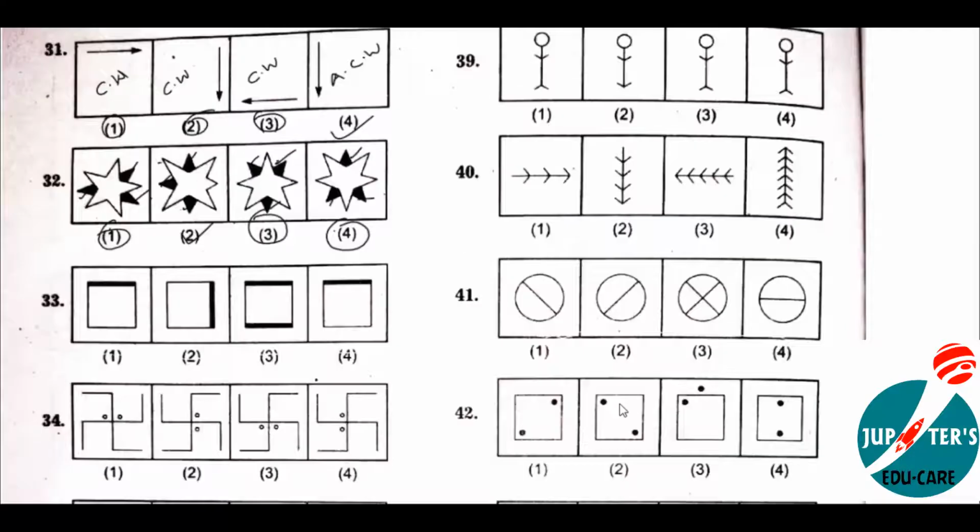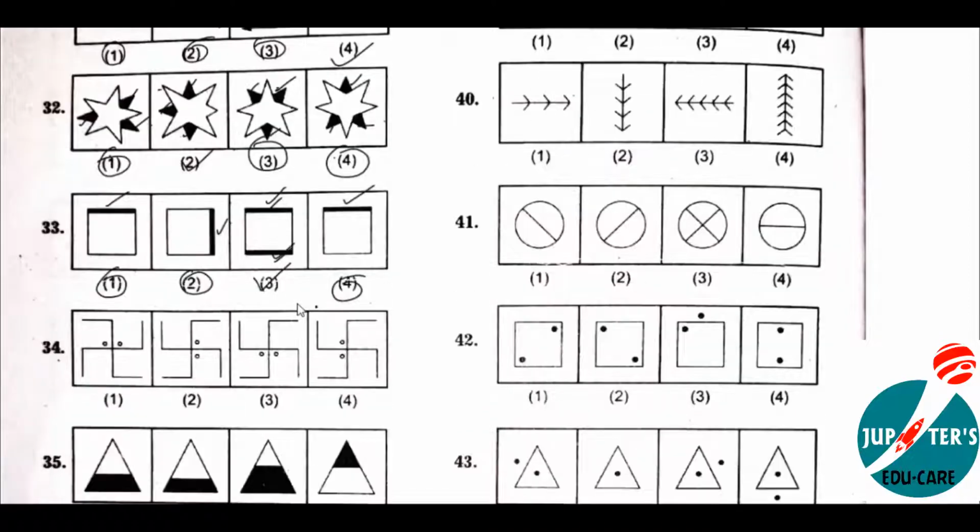Next, question number 33. In option 1, only one side is shaded. In option 2 also only one side is shaded. In option 4 only one side is shaded. But in option 3 two sides are shaded. So in options 1, 2 and 4 only one side is shaded, but in the case of option 3, two sides are shaded. So option 3 is our answer.